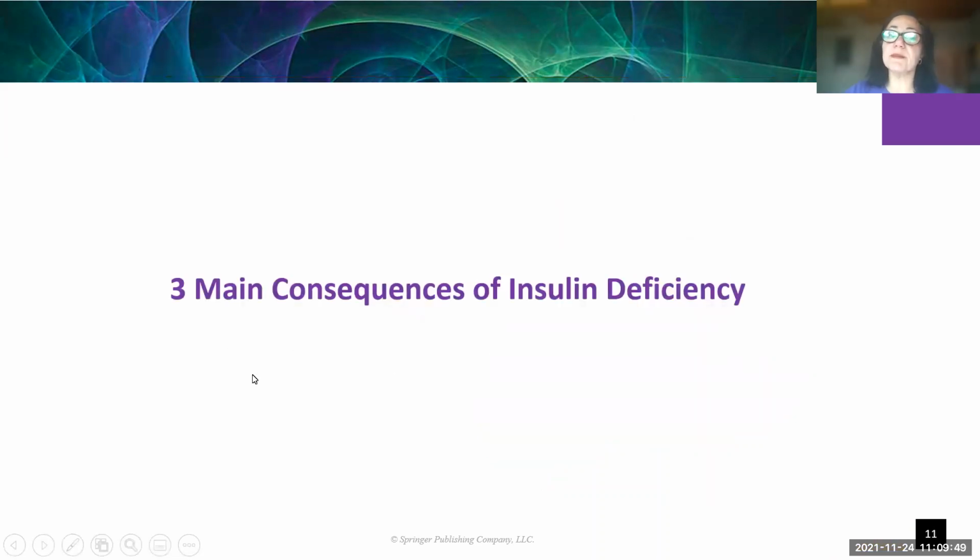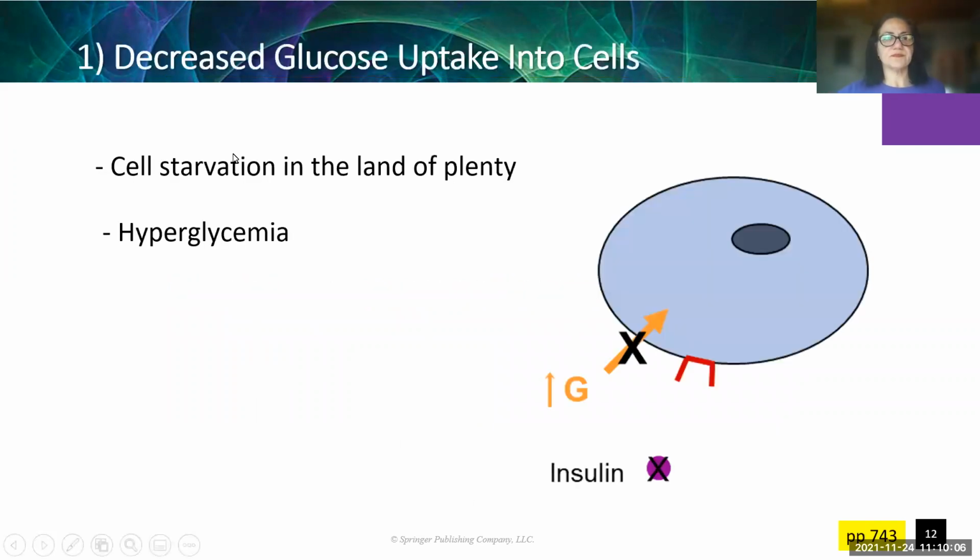All right, so the three main consequences of insulin deficiency. The first one, I have several slides dedicated to it. So I labeled it as 1 and 1A, but they're all related to the first consequence. The first consequence is decreased glucose uptake into the cells.